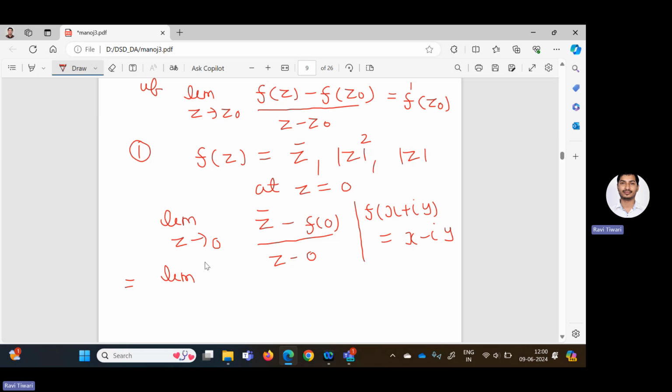Now you can convert, because z is tending to 0, as already I explained. Because z is what? x plus iy. If z is tending to 0, then what? x also has to go to 0, y also has to go to 0. So limit x tends to 0, y tends to 0, of z conjugate, which we can consider as x minus iy, divided by what? x plus iy. So this is a simultaneous limit.